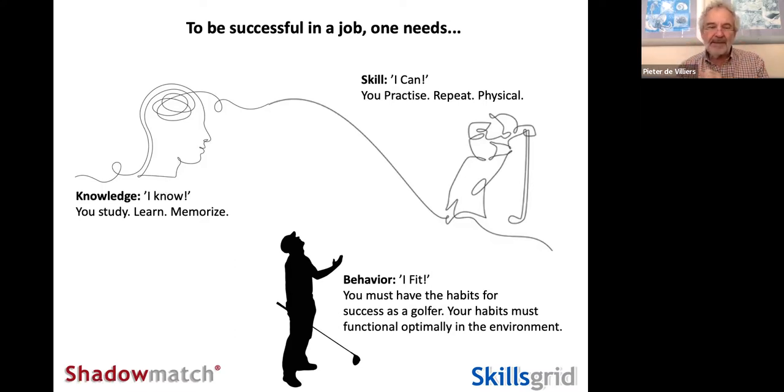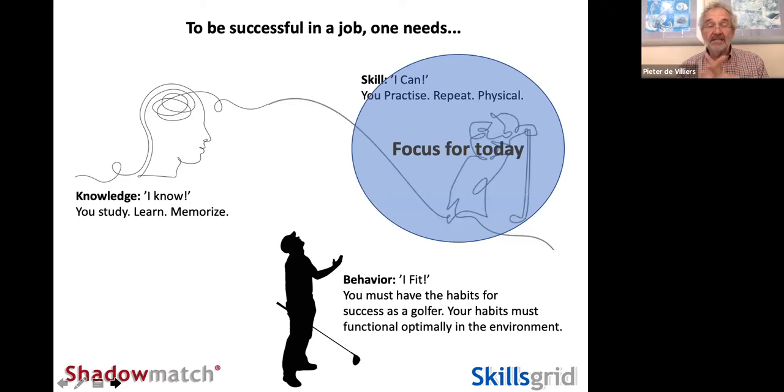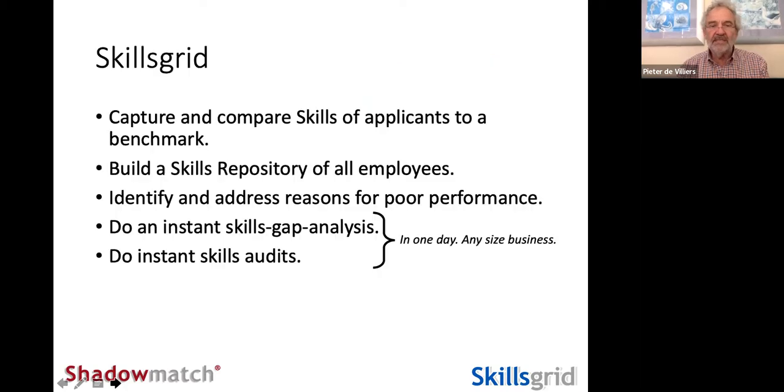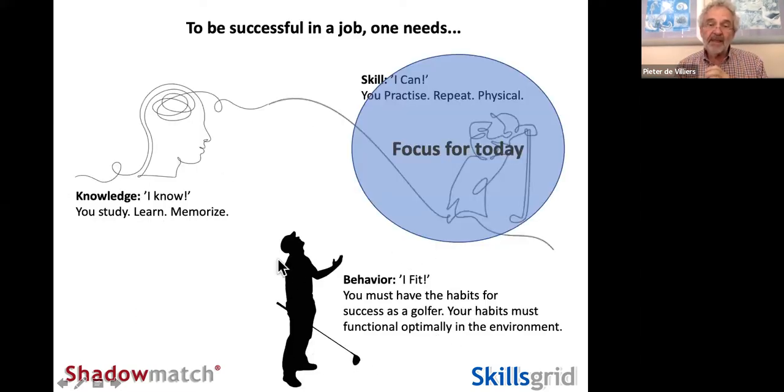So these are the basics of how we work, and in Shadow Match we work with the I know, I can, and I fit as a short description of what is necessary for success in a job. Obviously today we focus on this area, skills, and the skills that are necessary for a job, and we will go into some detail with that. Shadow Match has a partner worksheet. There's a support worksheet to Shadow Match. Shadow Match works with behaviors. Remember, this is where Shadow Match sits. The Shadow Match habit analysis tool sits there.